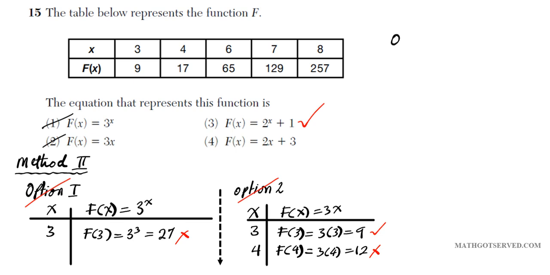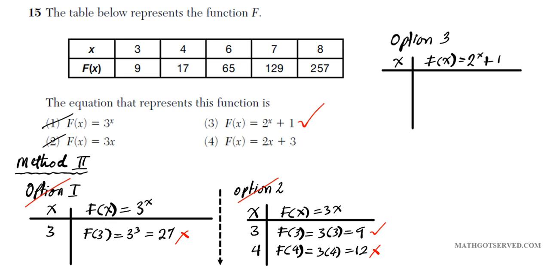Okay? Now for option 3, I'm just going to do just a few of them because we already know that that is the answer. Okay? So for option 3, this is assuming that we didn't know that this was the correct answer. That's why I'm showing you how to do it this way. So we have x and f of x equals 2 to the x plus 1.